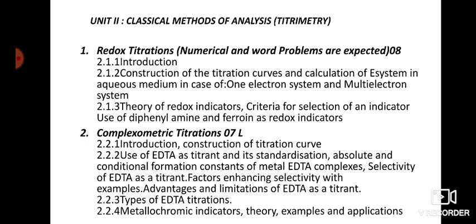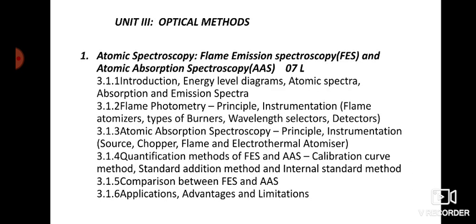Now the third unit is the optical methods. In this optical methods unit there are a total of 3 chapters, and this unit is totally based on instrumental techniques. In that the first topic is atomic spectroscopy. In this topic there will be two subtopics, that is flame emission spectroscopy and atomic absorption spectroscopy.